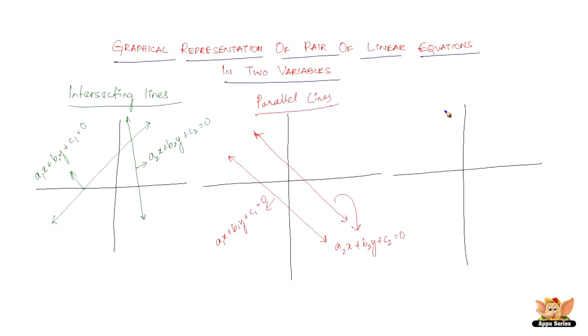And one more is this. Say we've got one line like this, and another line is going to be like this. Now, if you extend them, it's going to be the same line. These lines are a1x plus b1y plus c1 equals 0 and a2x plus b2y plus c2 equals 0. These lines are called coincident lines.